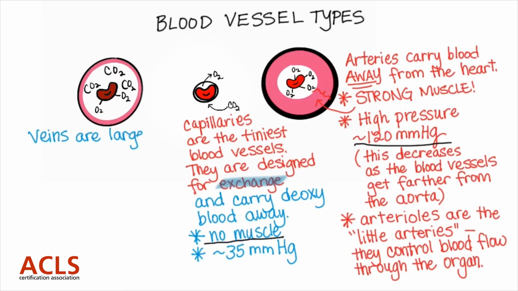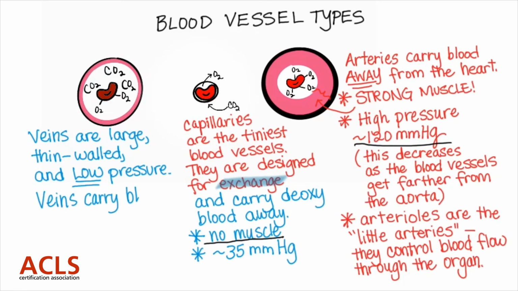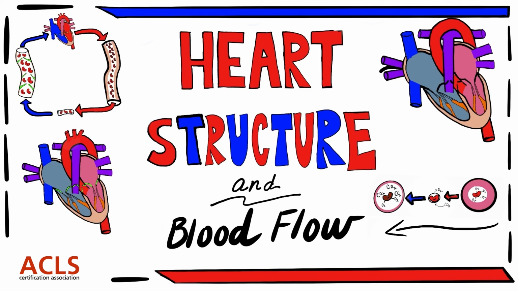Now, veins actually tend to be the biggest in diameter. They're large, but their walls are thin and they're under very low pressure. Veins carry blood back to the heart. And as we'll see, they're so low pressure, like we're talking 10, 15 millimeters of mercury, sometimes less than that, so low pressure that they require valves in them to keep the blood from falling backwards down towards your feet. That's it for our lesson today.